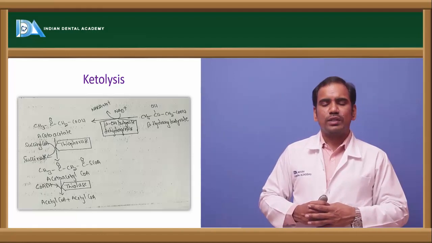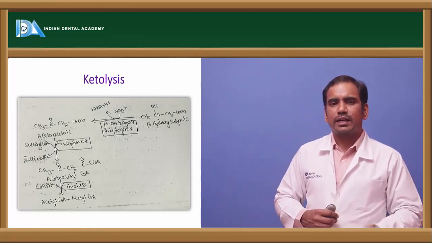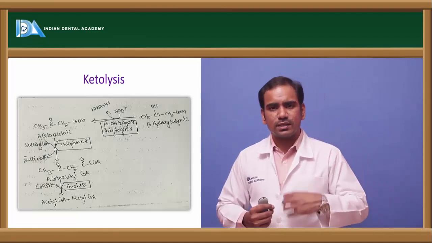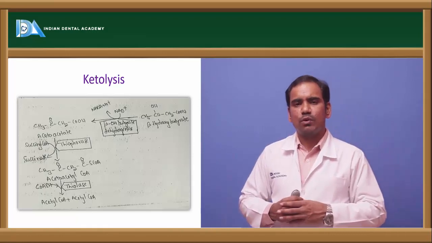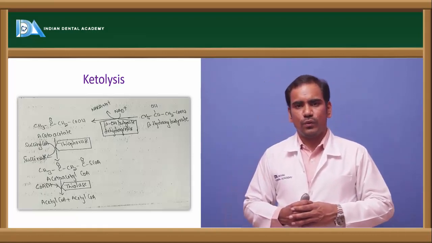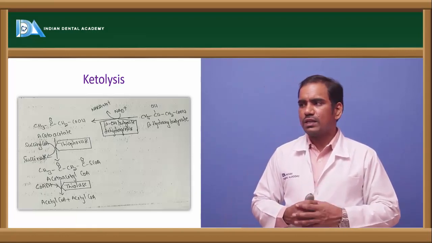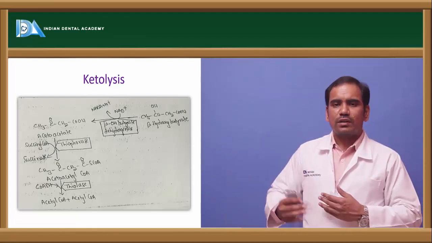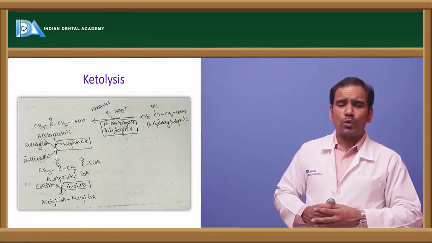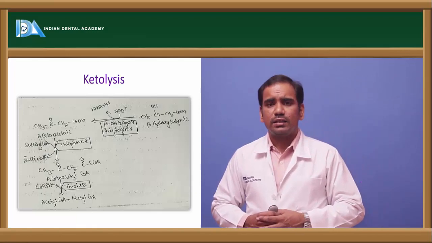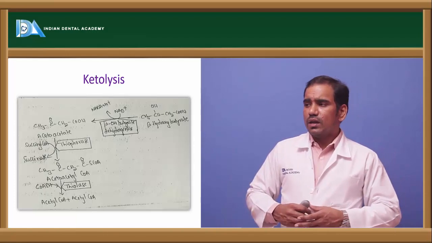There is no enzyme thiophorase in the hepatocytes in the liver, so it cannot utilize the ketone bodies. Though it synthesizes ketone bodies, the liver cannot utilize them because of the deficiency of the enzyme called thiophorase. So it lacks that particular enzyme, and that's why it cannot utilize the ketone bodies. Otherwise, all the extrahepatic tissues can utilize the ketone bodies. Mostly heart muscle is the main tissue which utilizes the ketone bodies.